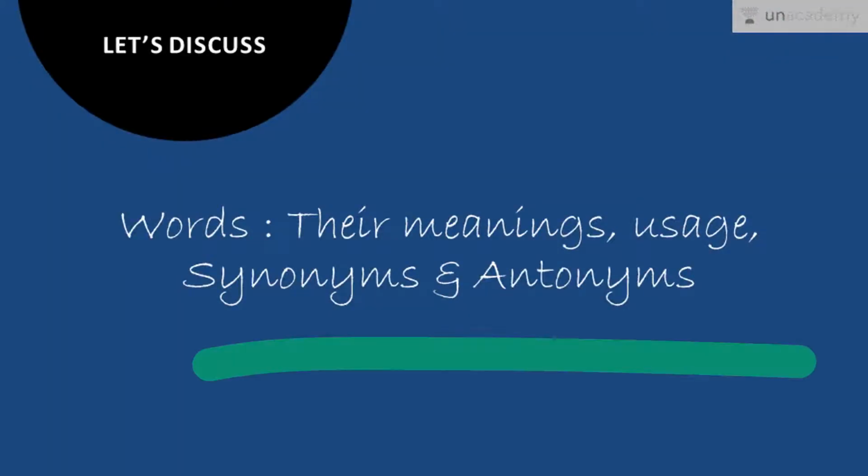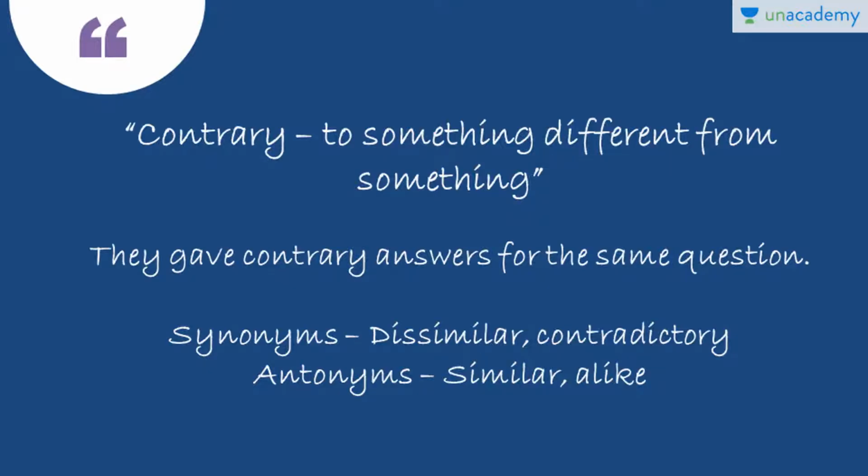So we will be continuing with the words, their meanings, usage, synonyms and antonyms. So let's proceed, and here we have one interesting word, that is contrary. Now what is contrary? When I'm saying contrary, it means something different from something. When I'm talking about two things, I'll call them contrary to each other when they are different from each other. I have two things. Now when these two things are different from each other, that means they are contrary to each other.